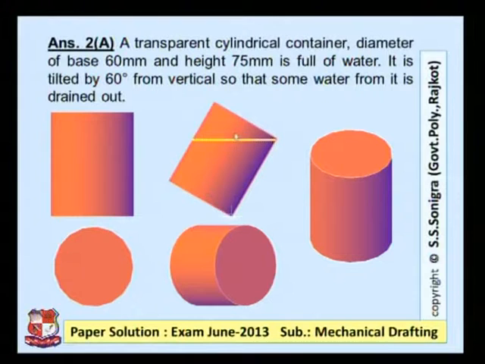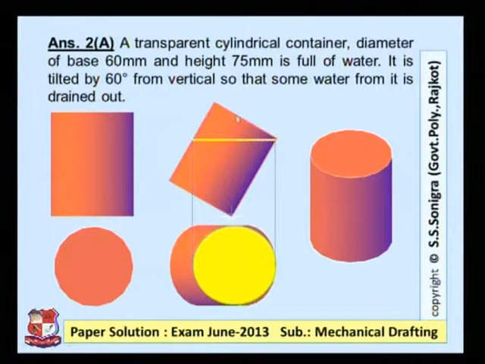Now what should be the shape of this water layer? Of course it would be from here to this point. To project this point in the top view, let me draw a vertical line from this point like this, and this would be its top view. This is the level of water, or layer of water, which is filled up inside this container.